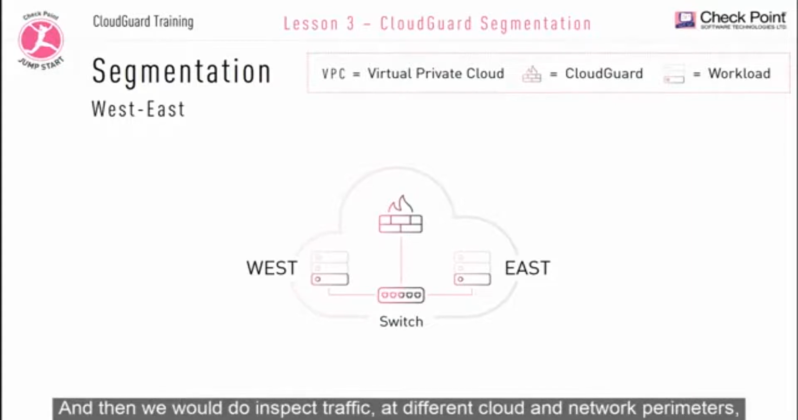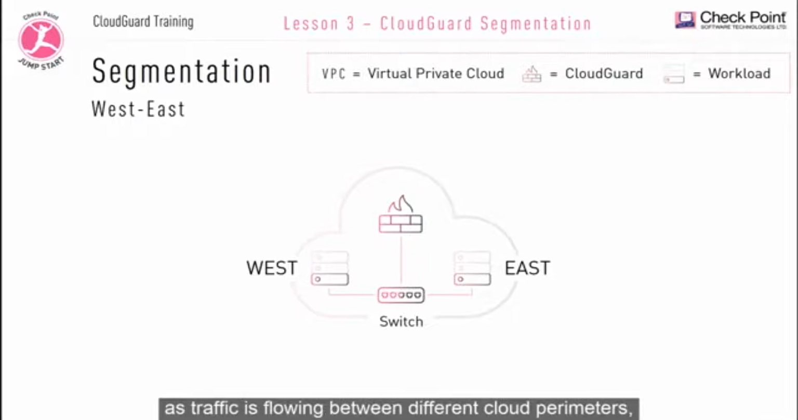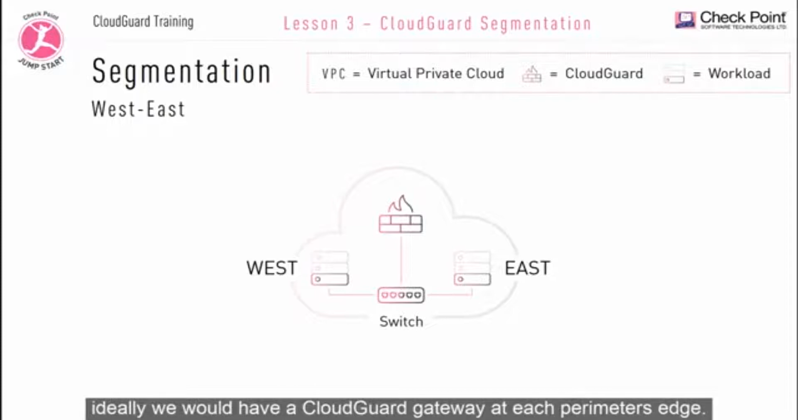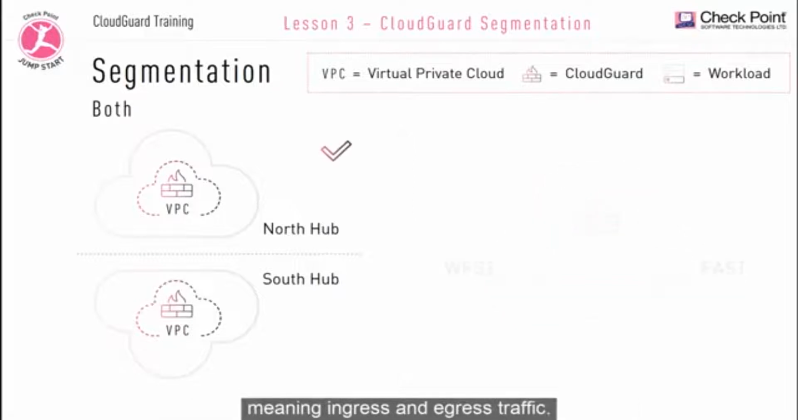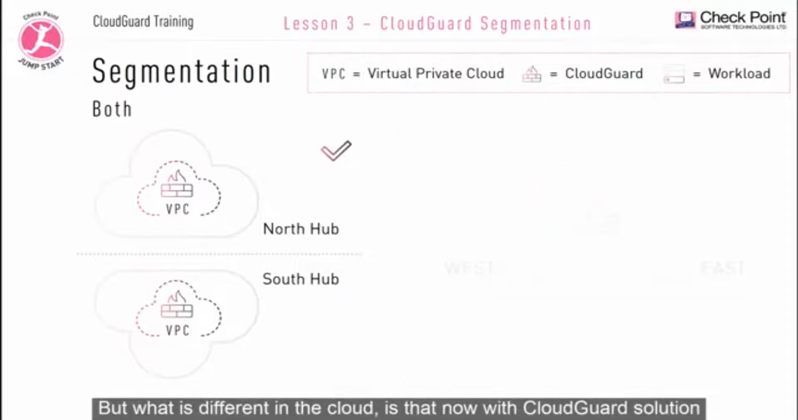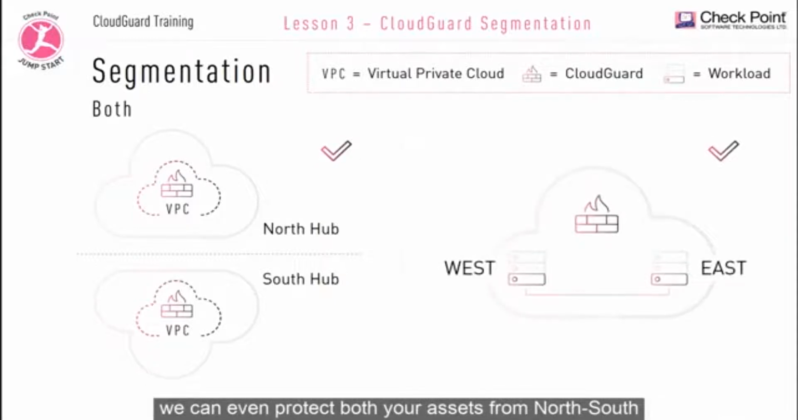And then we would inspect traffic at different cloud and network perimeters. As traffic is flowing between different cloud perimeters or moving between your virtual networks or your virtual workloads, ideally we would have a CloudGuard gateway at each perimeter's edge. Most traditional network segmentation protects your assets from the north-south perimeters, meaning ingress and egress traffic. But what is different in the cloud is that now, with CloudGuard solutions, we can protect your assets from north-south and also from east-west perimeters.